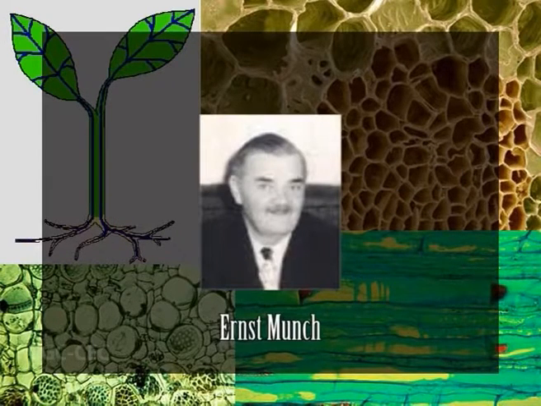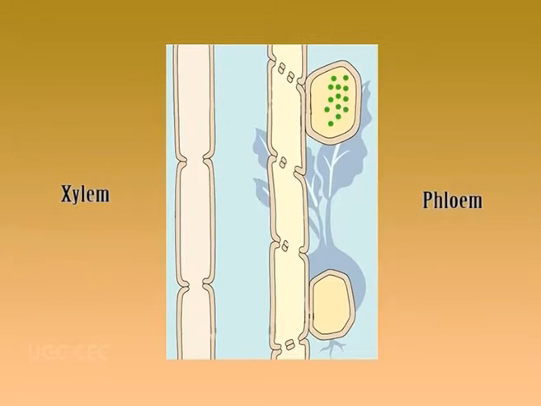The pressure flow model was first proposed by Ernest Munch in 1930. It states that a flow of solution in sieve elements is driven by an osmotically generated pressure gradient between the source and the sink.